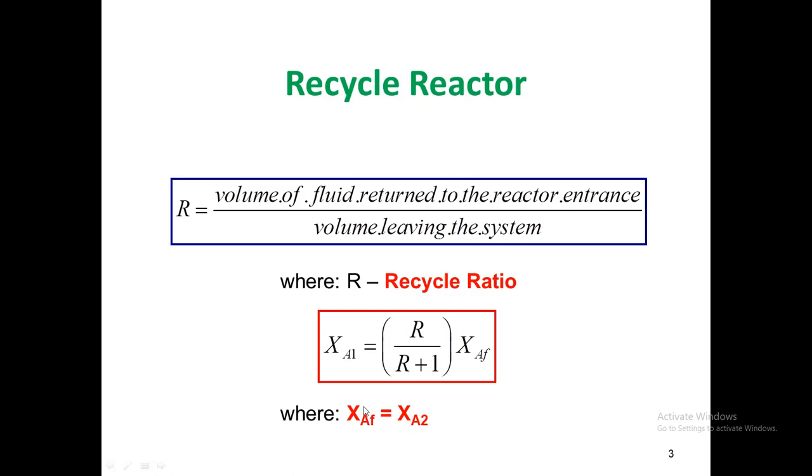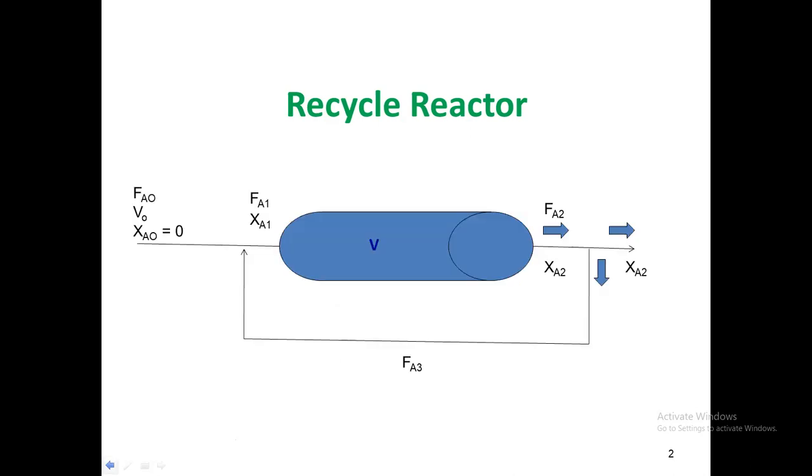Now, this particular recycle ratio could be associated in terms of conversion. XA1 is equal to the recycle ratio divided by its sum with 1 times XAF, where XAF is equal to XA2. Now, this is XA1, and this is your XA2. The XAF in that formula is the XA2.